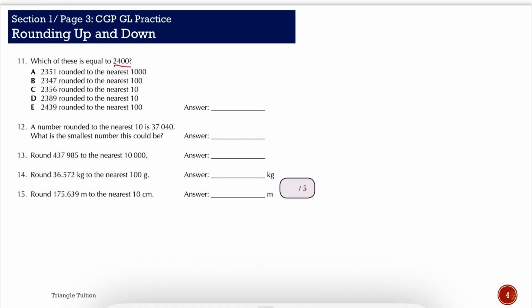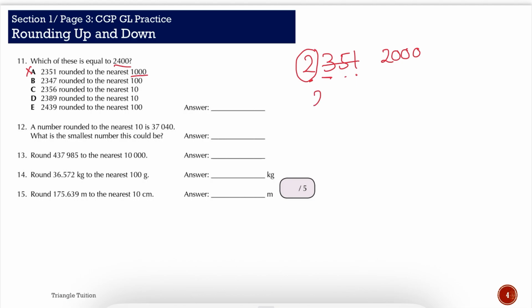So the first one is 2351. Round it to the nearest thousand. So what do we need to do? First we need to circle the place value: ones, tens, hundreds and thousands, which is 2. We check the next number, which is 3. This is less than 5, so it doesn't change the number. And then we chop the remaining numbers. So the answer is 2000. So this is not the correct answer.